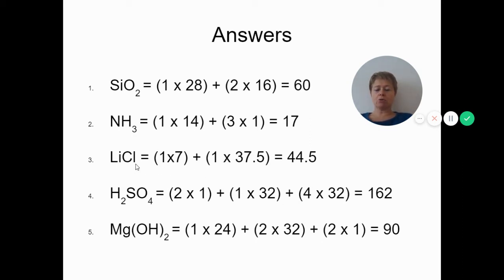For lithium chloride, we've got 1 lithium atom with a mass of 7, and 1 chlorine atom with a mass of 35.5. I've written 37, I think it might be 35.5. So if you've written 35.5, that's fine. You should have done 1 times 7, 1 times 35.5, I think the 37.5 is a typo, and then added your answers together.